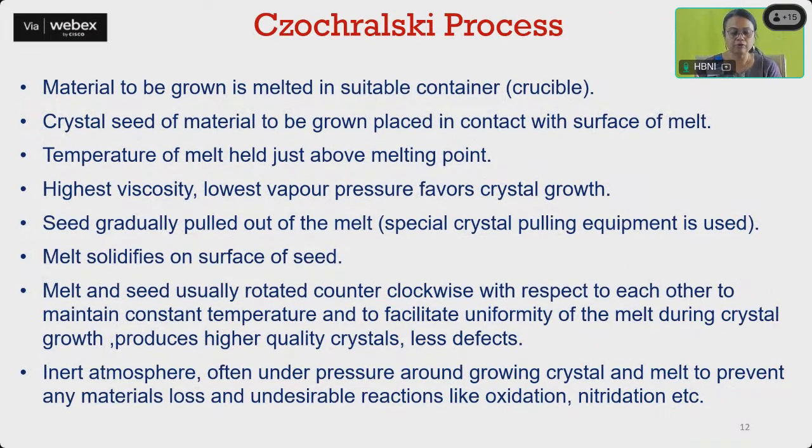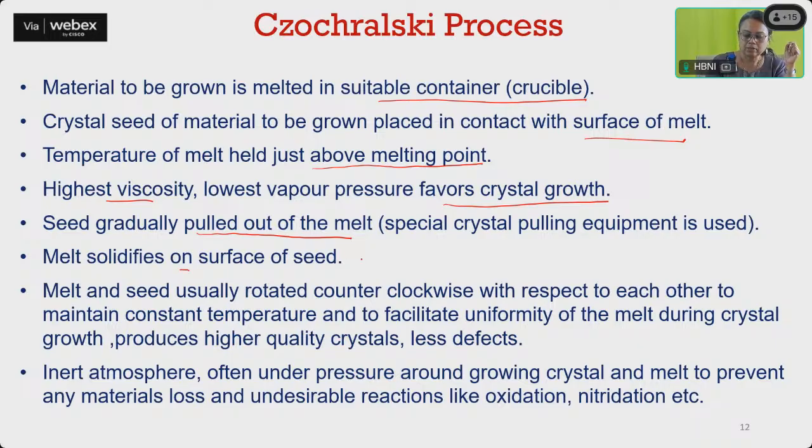So if I can round up whatever we have learned: the material to be grown is melted in a suitable container, which is called the crucible. The crystal seed of the material to be grown is placed in contact with the surface of the melt. The temperature of the melt is held just above the melting point. High viscosity and low vapor pressure favor crystal growth. Whichever material has high viscosity, why? Because it will start to get attached to your seed. Then the seed is gradually pulled out of the melt, and the melt solidifies on the surface of the seed. So that is how your crystal growth takes place.